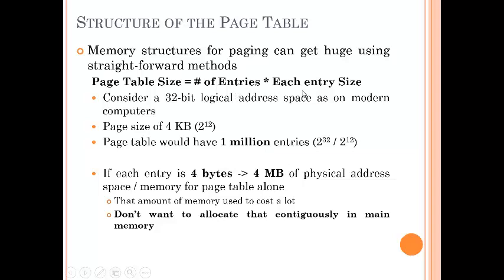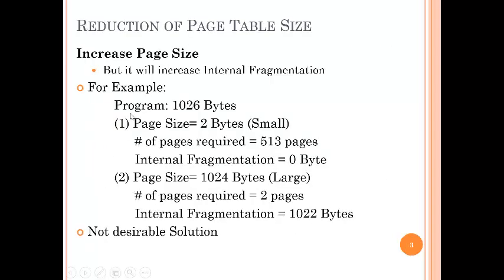1 M into 4 byte, that will give you the 4 MB, and it's a huge amount of memory because we need to store this in the physical memory, right? So it will cost a lot to store this much amount of memory, and we don't want to allocate this memory continuously in the main memory. So we need to reduce the size of the page table. So how to reduce the size of the page table? By increasing the page size.